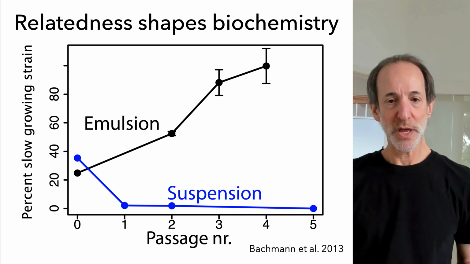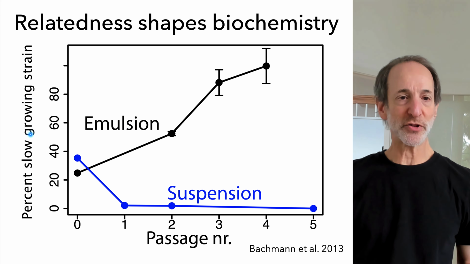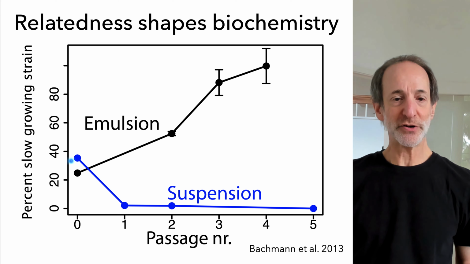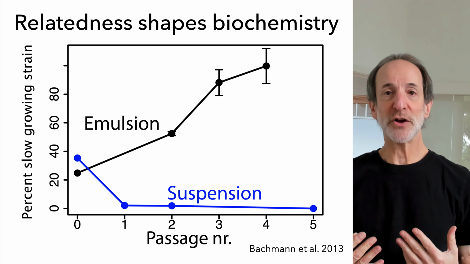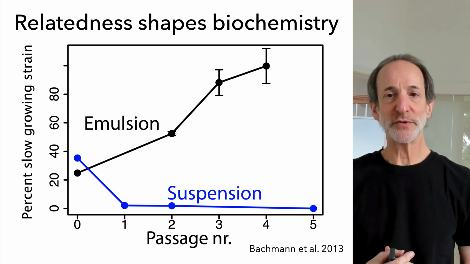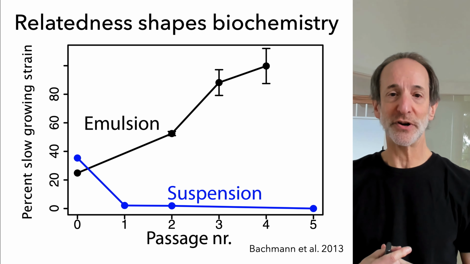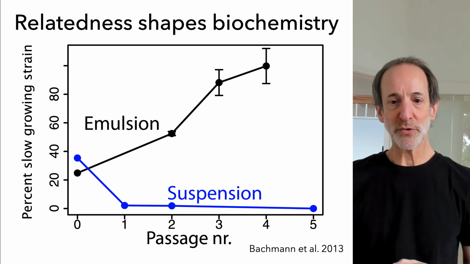When they grew the alternative strains in this emulsion process, this is the percentage of slow-growing strains. That's slow growth, high yield. This is the initial percentage of the mixture, about 25%. And we can see under this situation that the slower growing strain goes to fixation over a course of a few generations, showing the very powerful selective pressure that shapes biochemistry favoring the high yield, low growth rate strain.